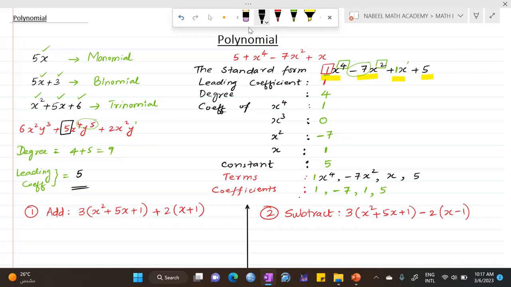So what is the difference between this one and this one? In this polynomial you will have only one variable x, whereas here you will have two variables x and y. So whatever variables you have, you can just add the powers.